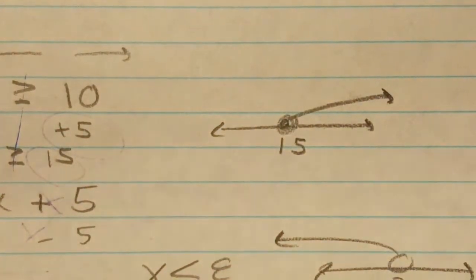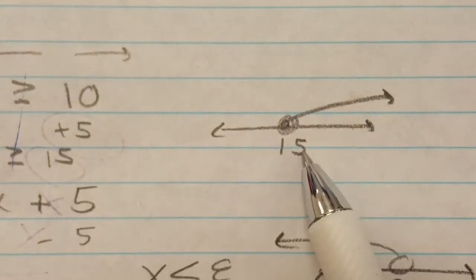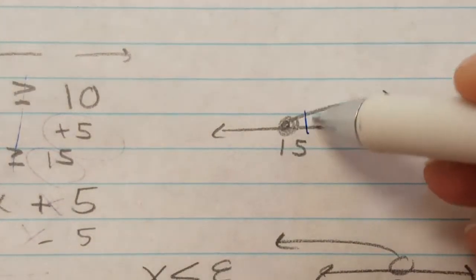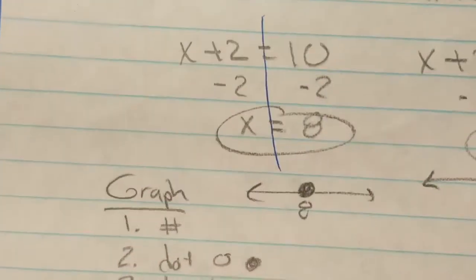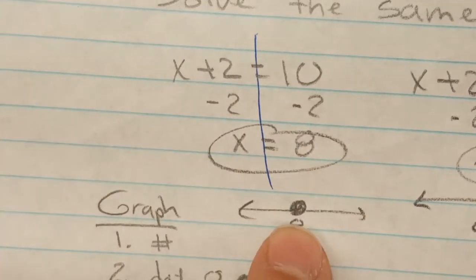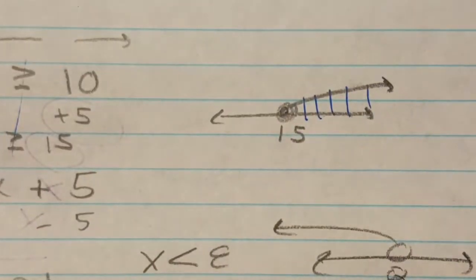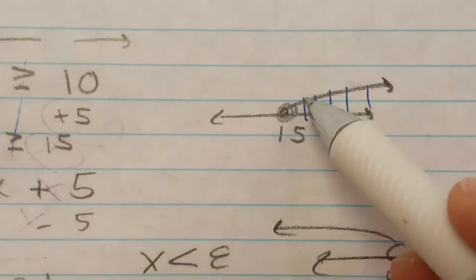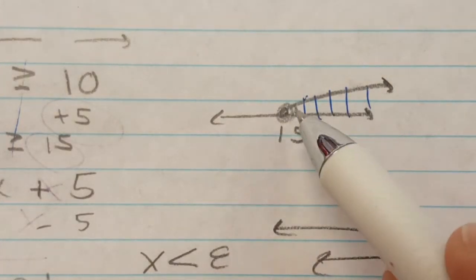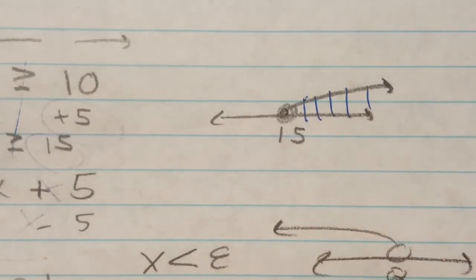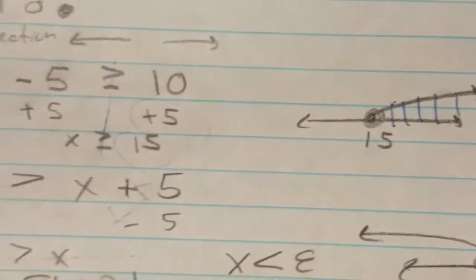There's a solid dot on 15 going to the right. So again, you need the number, you need the dot, you need the direction. So this would be a list of all of the numbers that would work for this inequality. When we did equations, we found the single number that would work. Well, when we're solving inequalities, there's a big, huge, long list of numbers that would work. Here they all are. Now, instead of making a list, we use graphs to illustrate where they are. 15, 16, 17, and everything going to the right.